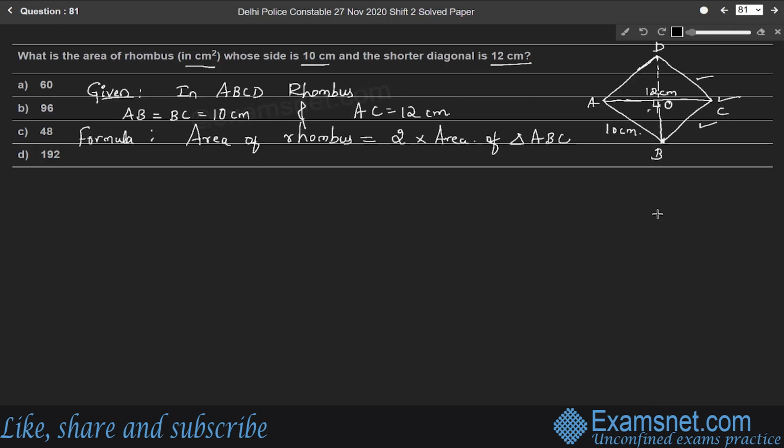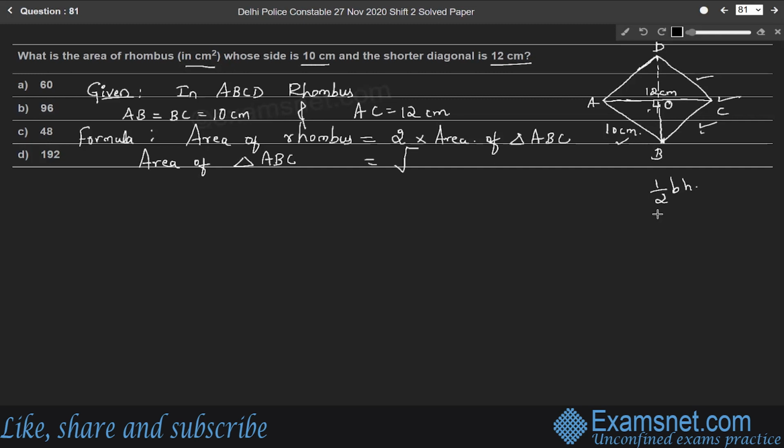What is the area of triangle ABC? In the case of any triangle, half into base into height is the area. But in the case of this triangle, we are using the values of its sides: 10 centimeter, 12 centimeter, and one more 10 centimeter, right?